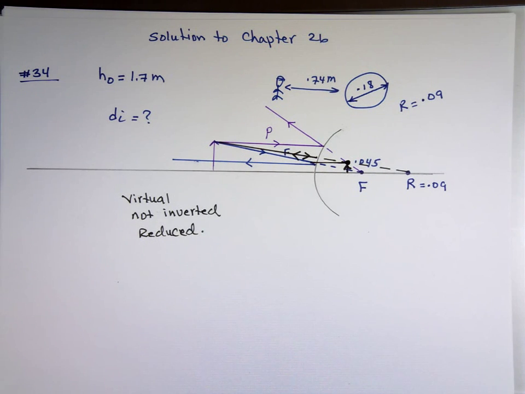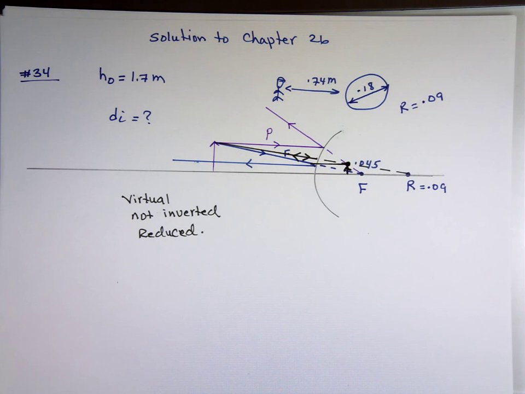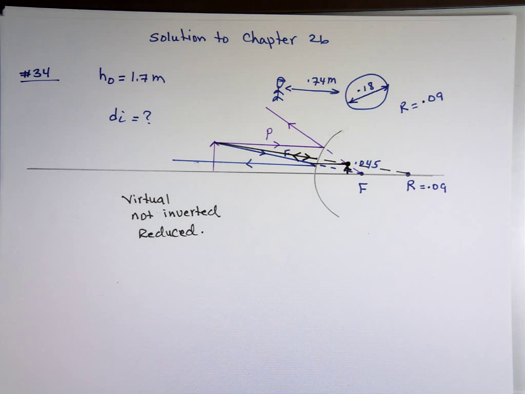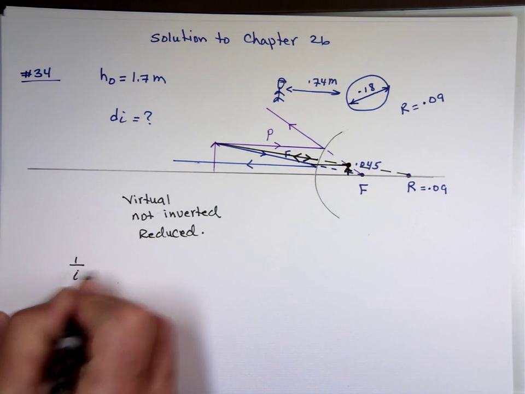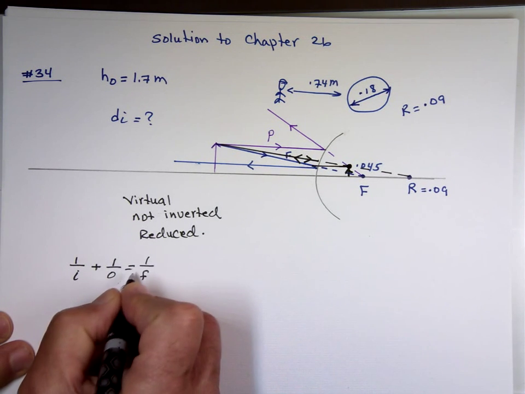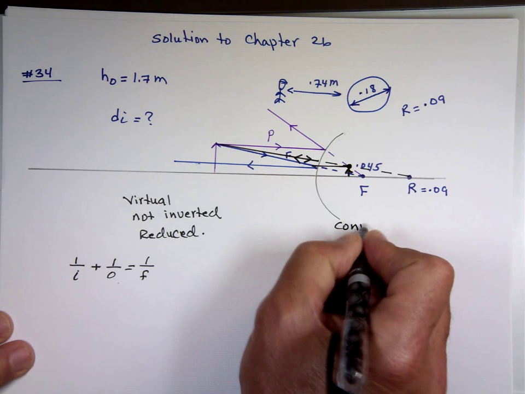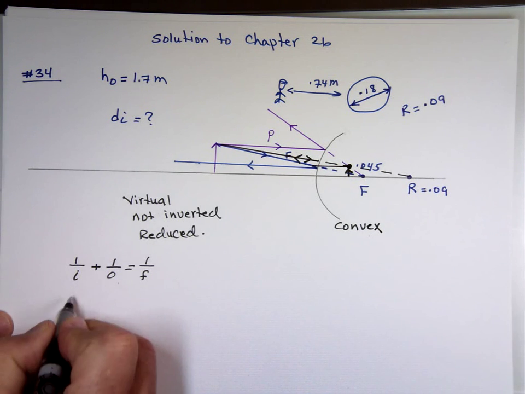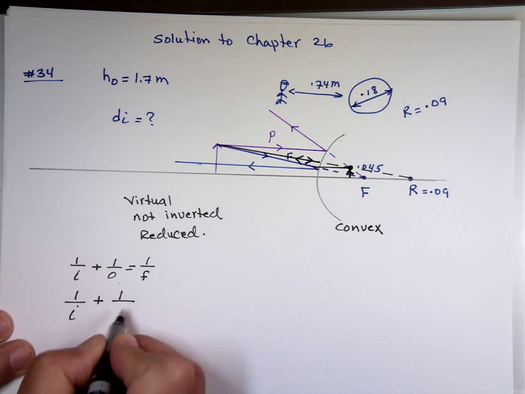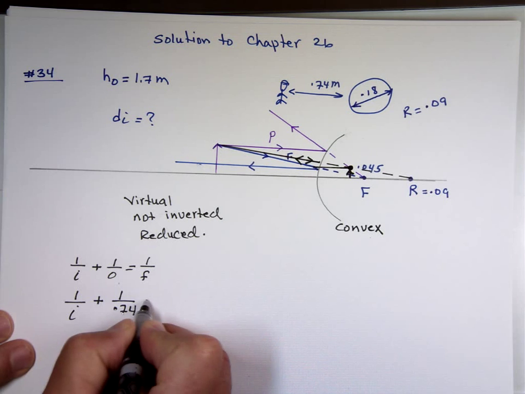The question is, where is that image? Now, if I use graph paper, I probably could measure that distance with a scale and see where that image is, but I'm not going to do it that way. It's nice to see the picture, but I want to do it mathematically. So here we go. 1 over I plus 1 over O equals 1 over F. This is a convex mirror. We're looking for the I. We know where the object is. 1 over 0.74 equals 1 over F.